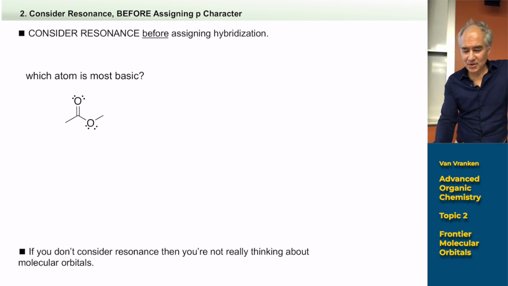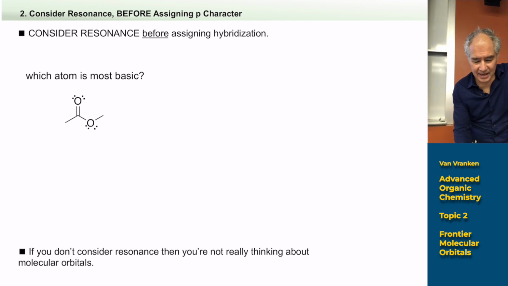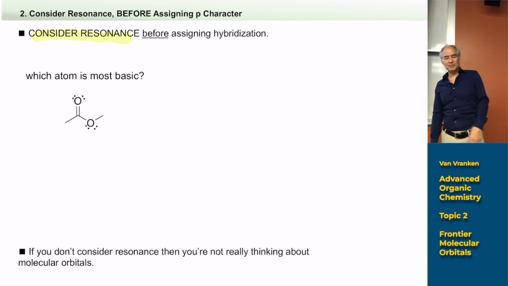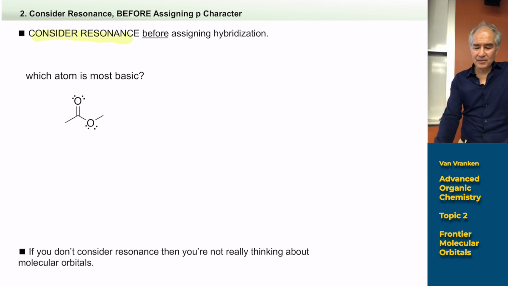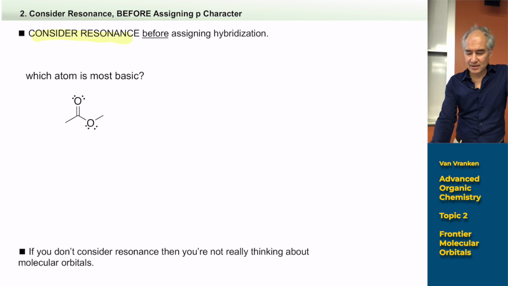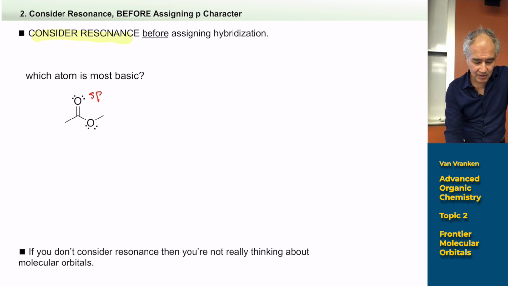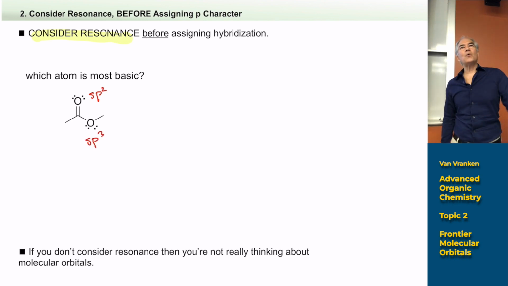I've got to remind you, before you assign sp3, sp2, you have to consider resonance. Because if I show you this ester here, methyl acetate, and I say, what's the hybridization of these? You might say, oh, I know that. This is sp2. There's a double bond. That means that's sp2. And these over here are sp3. It's just like, whoa, whoa, whoa.